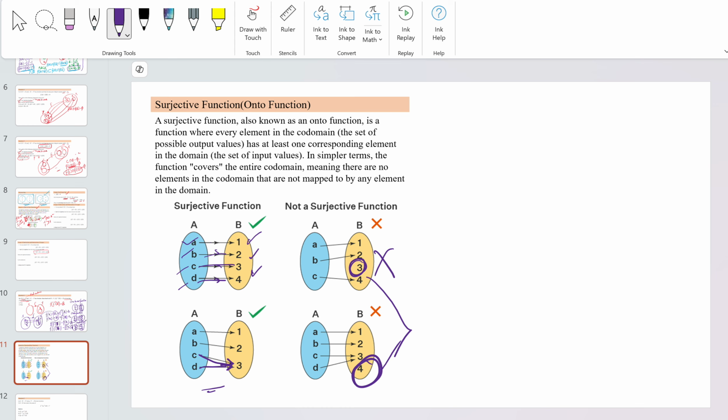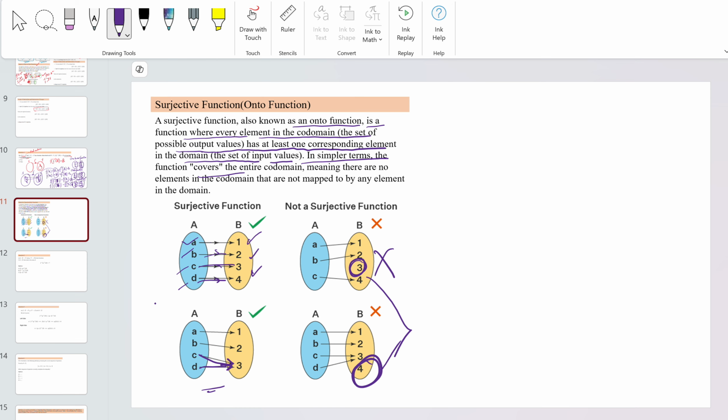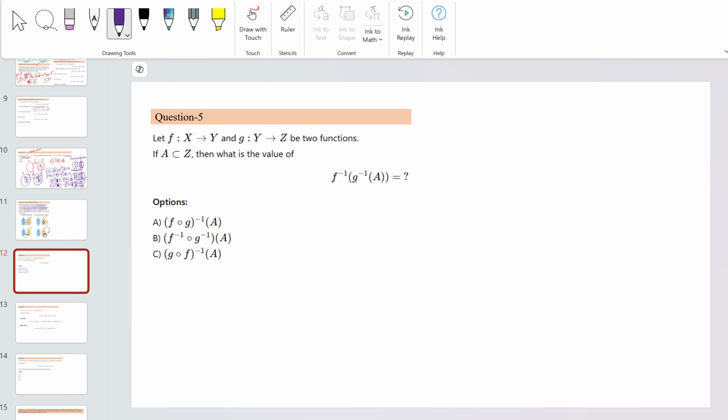So that's why an important point to remember is that a surjective function is an onto function, and it is a function where every element in the codomain has at least one corresponding element in the domain, that is the set of input values. In simpler terms, the function covers the entire codomain, meaning there is no element in the codomain that cannot be mapped from any element in the domain. Okay, let's move forward.